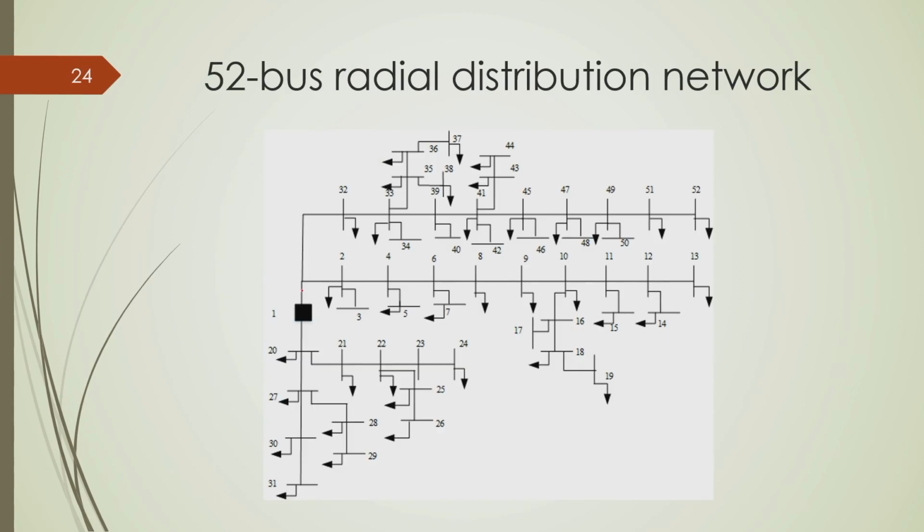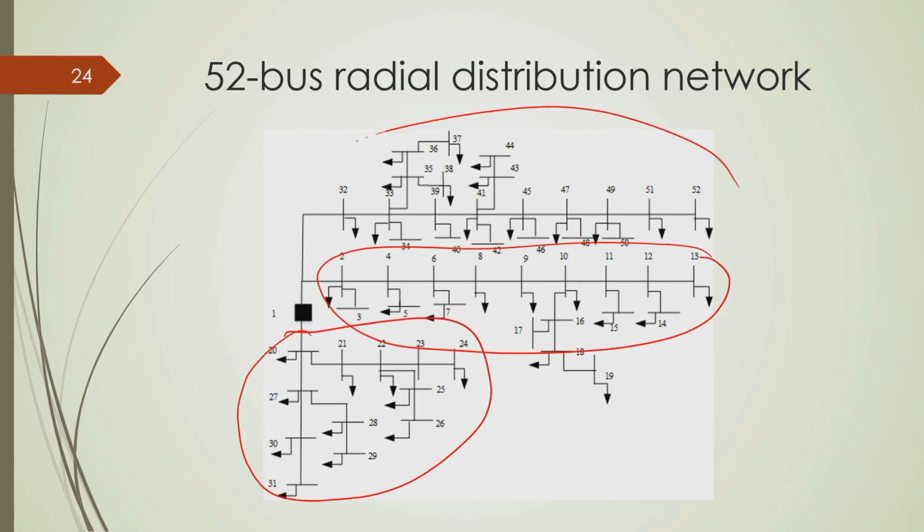Now, this is another distribution network which has 3 feeders. So, this is one feeder, this is one feeder, this is another feeder. So, this is suppose feeder 1, this is suppose feeder 2, this is suppose feeder 3.